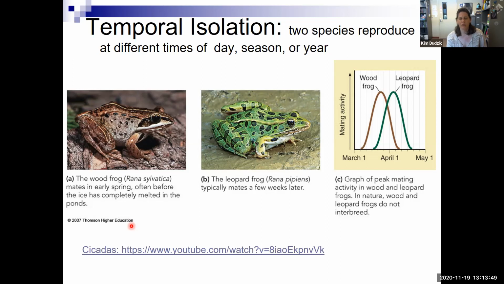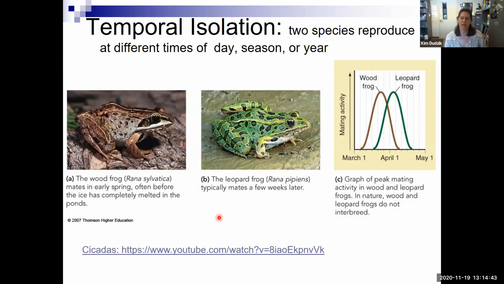The leopard frog will usually not mate until a few weeks later. Here you can see on the chart mating activity on the y-axis and time on the bottom. So time, again, is temporal isolation. The peak mating activity for each of these is at different times of the year, so they probably wouldn't encounter one another. There's a possibility that some individuals that mate early might encounter those that mate late, but oftentimes these are the less viable individuals. They may, for whatever reason, not be good partners, so they might even be rejected by the other. So temporal isolation: different times of the day, season, or year.